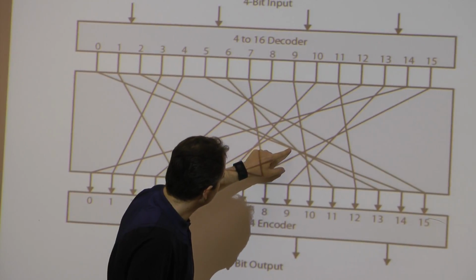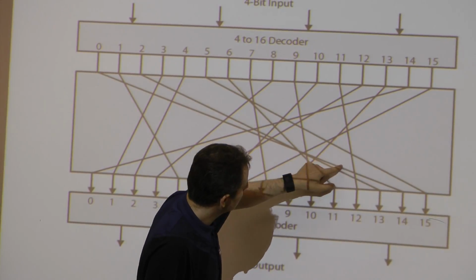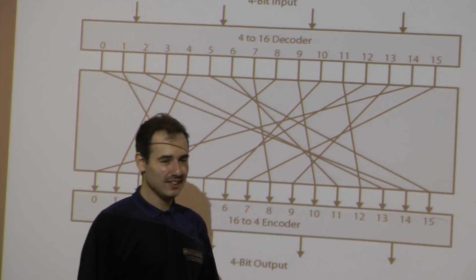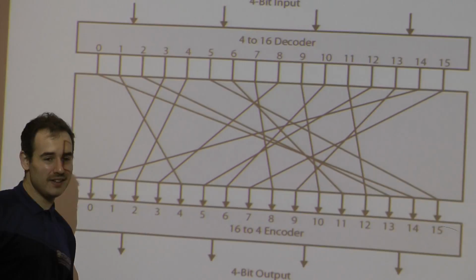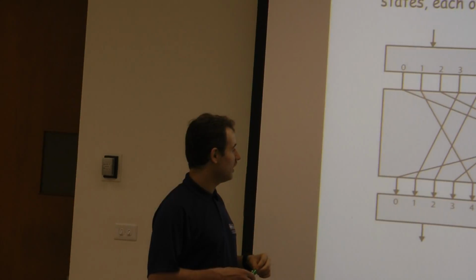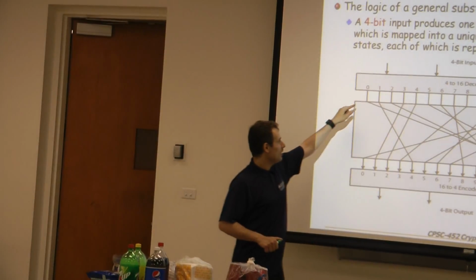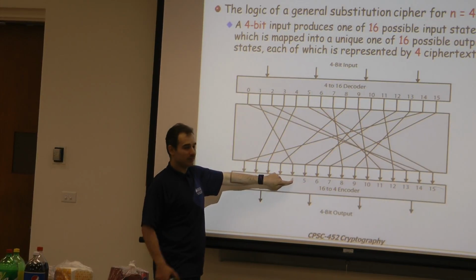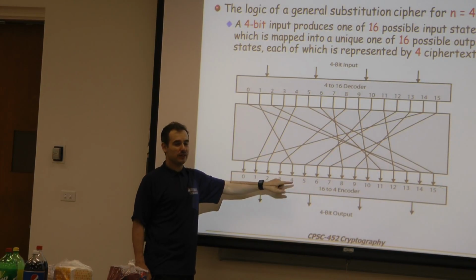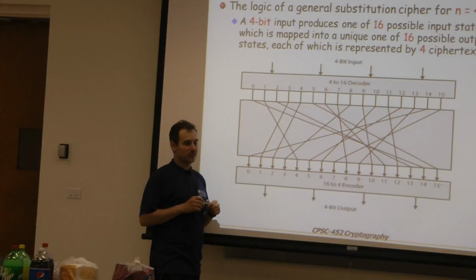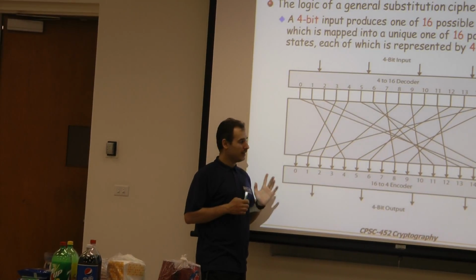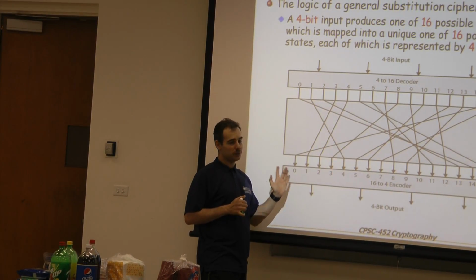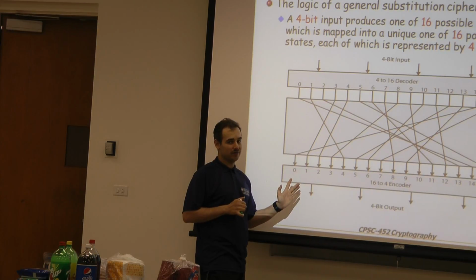Did I do my lines correctly? This is kind of hard. Or 14, I guess it's 14, yeah. Those lines are kind of hard to follow. All right? But you get the idea, right? Let's try something easier. If I give it 0, 0, 0, 1, then the output will be 4, the binary equivalent of 4. Makes sense, right?